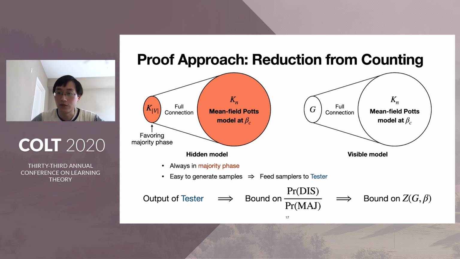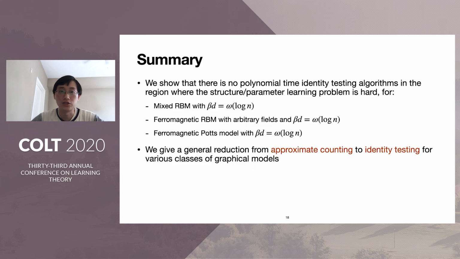Now, if you also vary the beta of the mean field, then you can do a binary search on the partition function Z_G, which allows you to approximate it. So to summarize, we show that there is no polynomial time testing algorithm in the region where the learning problem becomes hard, and we show it for many classes of graphical models. And more interestingly, we give a general reduction from the counting problem to the testing problem, and show a really close relationship between the two problems.